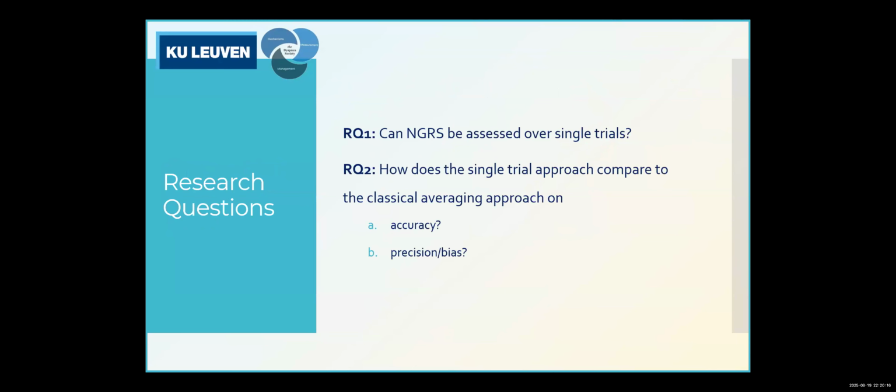So our research questions for this project are, can we assess neural gating over single trials? And how does the single trial approach compare to classical averaging in terms of accuracy, precision, and bias?